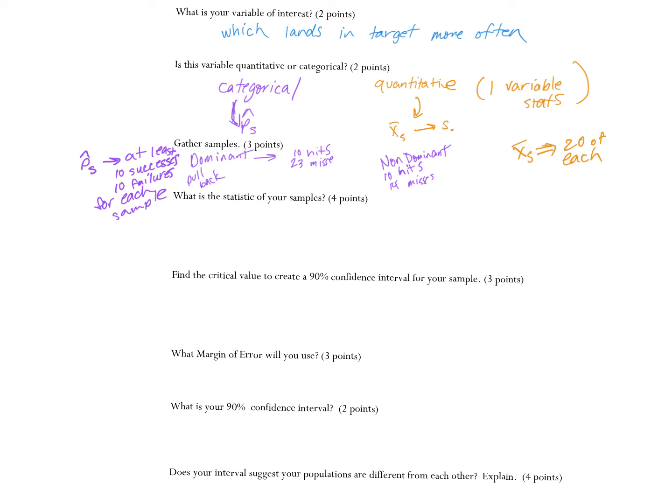In this case, my statistic is going to be the p hat from the non-dominant hand minus the p hat from the dominant hand. You could do that the other way around. It doesn't really matter. So for the non-dominant hand, they hit 10 out of 24 times. For the dominant hand, they hit 10 out of 33 times. And then you got to figure out what that is.